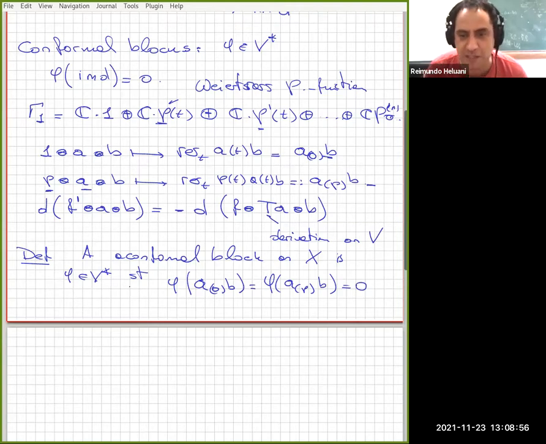Well, it's not an explicit description. It's an explicit definition of what the space of conformal blocks on the torus is. And the question is, well, how many of those are there, or how to describe them, and so forth.